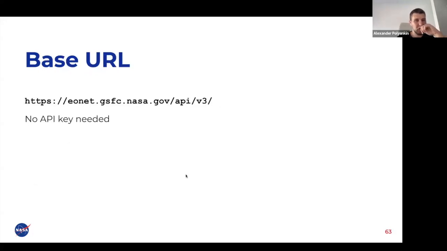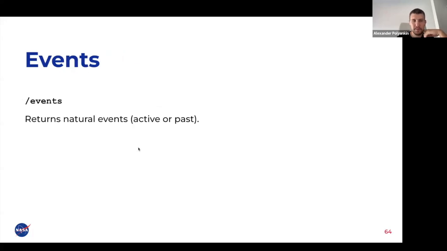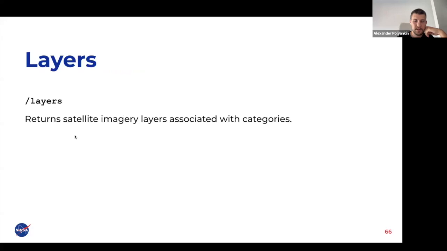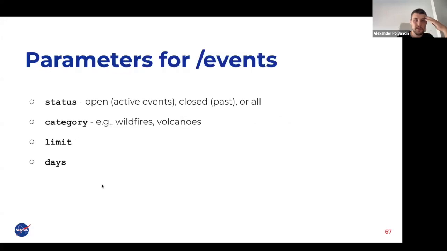So that's the base URL. So we can see that it's no longer api.nasa.gov, so it's a different portal, and no API key is required. There are only a few endpoints. So the first one is events, which just returns information about all events, which can be active or can be already in the past. There are categories and layers, which exposes images. So for the events endpoint, for instance, you can filter by status, whether it's active or not, and categories. For instance, you might be interested only in wildfires and limit by the number of records or the number of days.